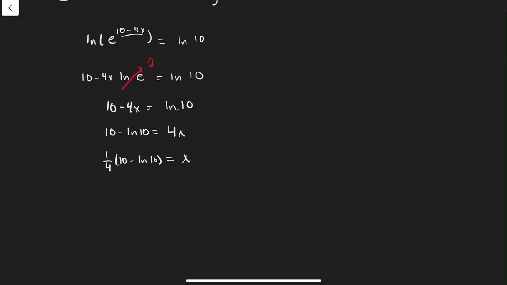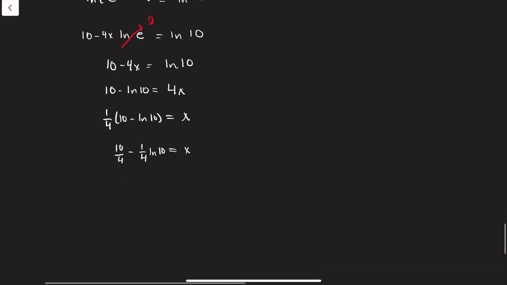We can actually simplify this a bit. We can go 10 over 4 minus 1 over 4 ln 10 is equal to x. And then if we want, making this 5 over 2 minus ln 10 raised to 1 over 4. And we can say that this is our solution.